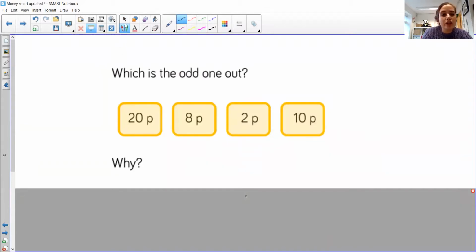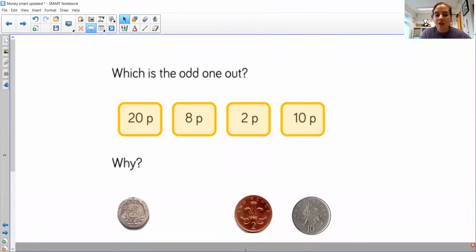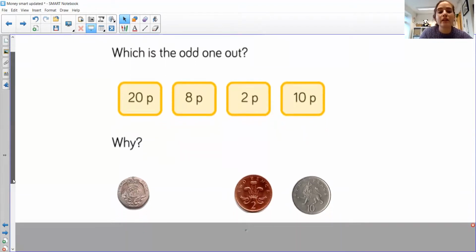So I have got a question for you here, and it says, which is the odd one out? Is it 20p? Is it 8p? Is it 2p? Or is it 10p? And why? So which is the odd one out? Pause the video now. If you're at school, have this conversation, or if you're at home, have this conversation with a grown up or somebody who's sat next to you. Okay, so on first impressions, we know that we have not got an 8p coin. We have got a 20p coin, we've got a 2p coin, and we've got a 10p coin, but there's no such thing as an 8p coin, so that one would be the odd one out.